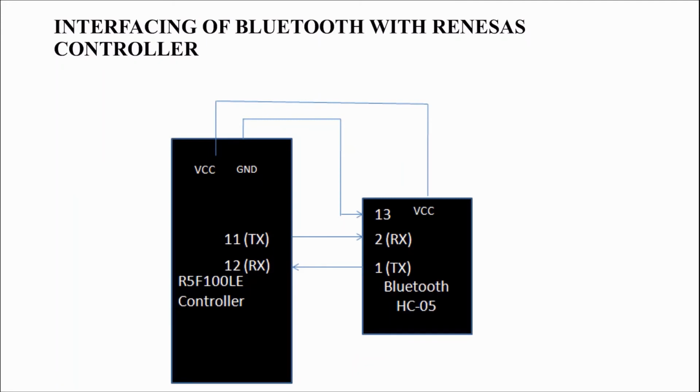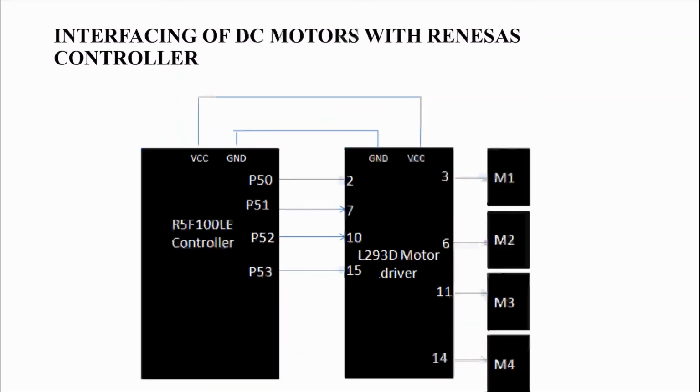Next is interfacing of Bluetooth with the Renesas controller. In the interfacing of Bluetooth, we will have both the receiver and transmitter pins in both the modules. So we will connect as shown in the diagram. The Bluetooth will receive the command from the user and will transfer those commands to the controller.